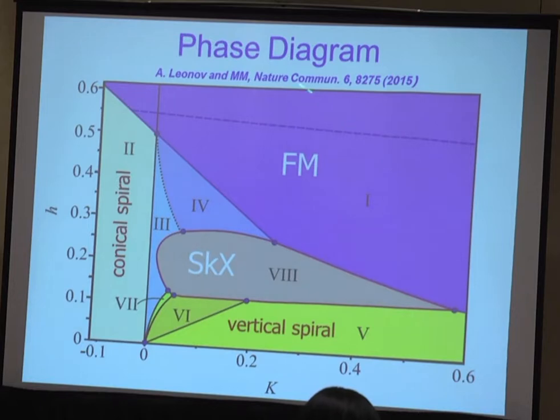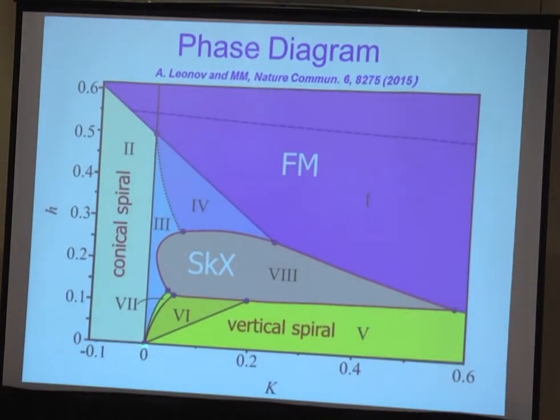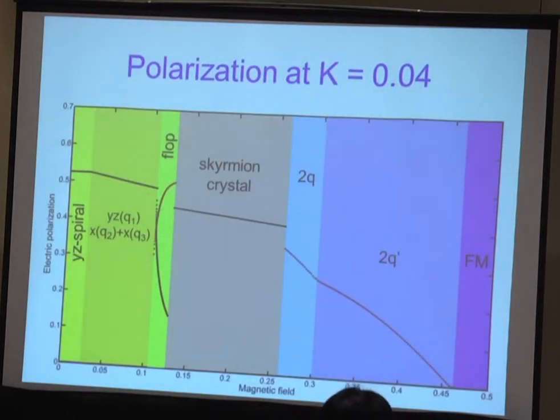So all the states in this diagram actually consist of one or more spirals, and they all induce polarization. So if you go, say, in this phase diagram, somewhere here from low field to high field, and you calculate the electric polarization, out of plane is here black and in plane is red, you'll find out that the vertical spiral has out-of-plane polarization.